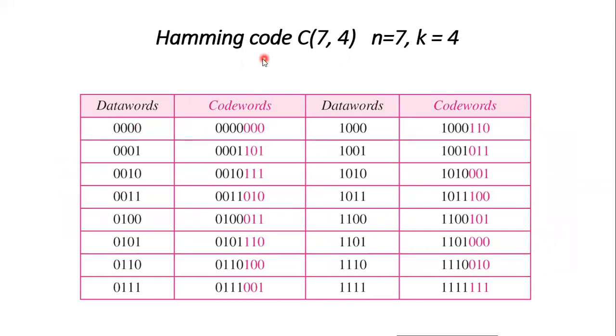This is an example of the Hamming code, 7,4. So the data word is 4 bits, and the code word is 7 bits.